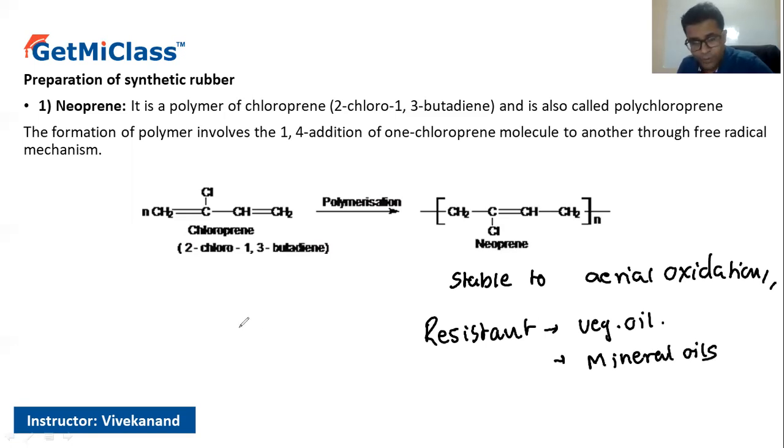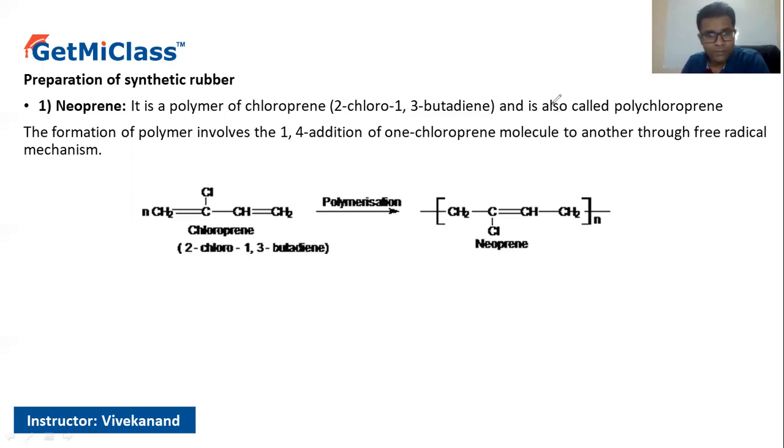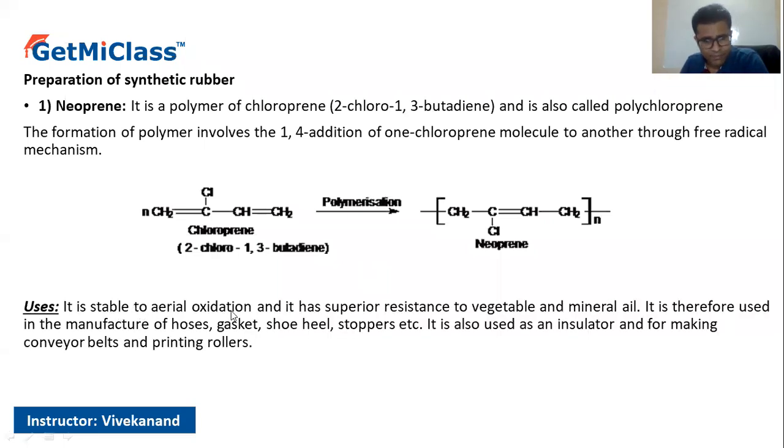Okay, now when we observe its uses, it is used in the preparation of gaskets, conveyor belts, and printing rolls. Okay, so all these are the uses. Therefore, let's observe one by one. It is very stable to aerial oxidation, with superior resistance to vegetable and mineral oil, and it is therefore used in the preparation of hoses, gaskets, shoe heels, and stoppers. It is used as an insulator and in making conveyor belts and printing rollers.